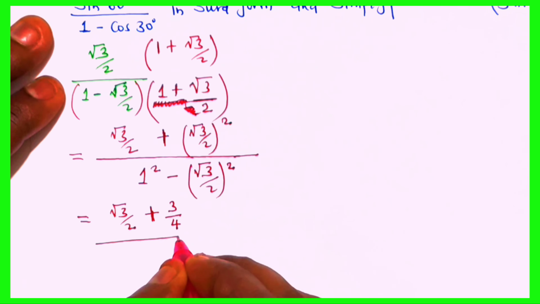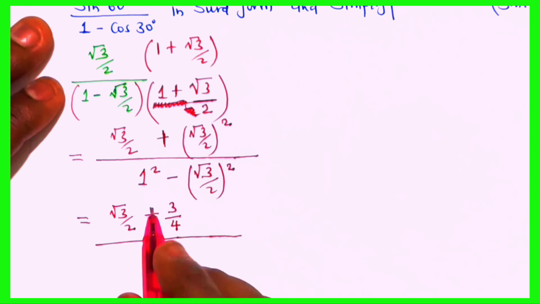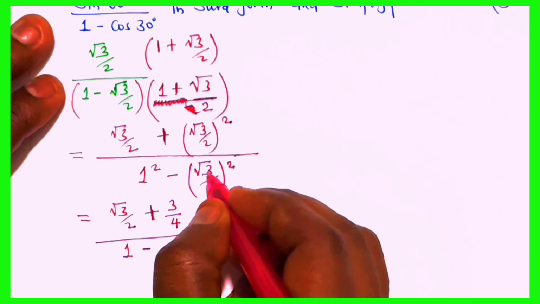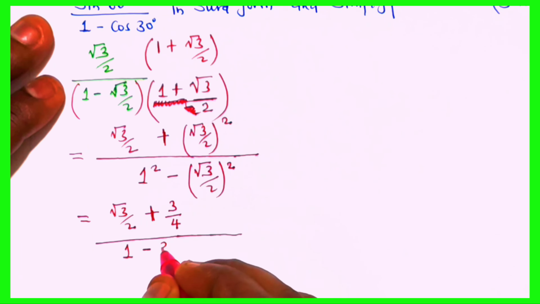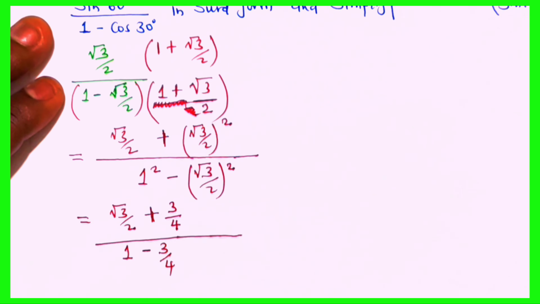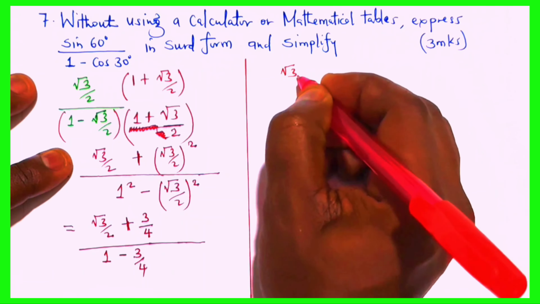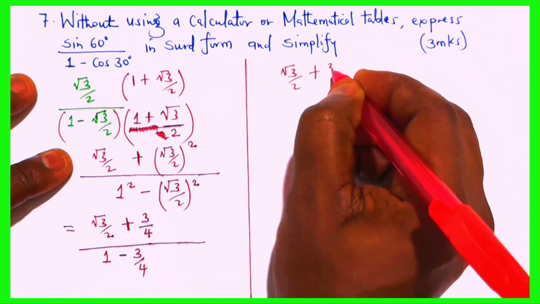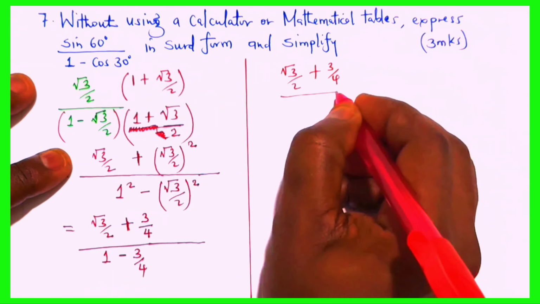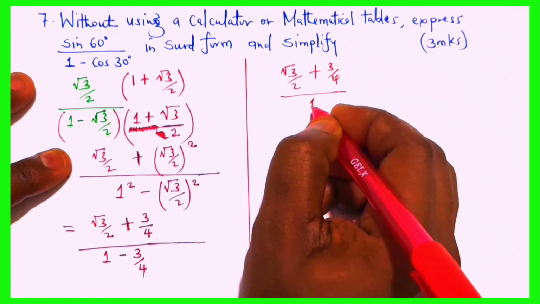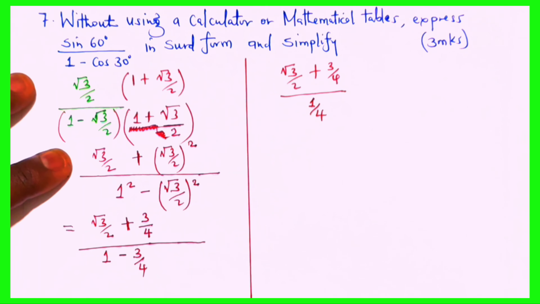And then on the denominator, we are going to have 1 squared, which is simply 1, to subtract root 3 squared, which is 3 over 4. So on the numerator side, there is nothing much that you can do to it; it remains like that. But on the denominator, if you have 1 to subtract 3 over 4, it's like having 4 divided by 4 to subtract 3 over 4. We end up having a quarter as our answer.